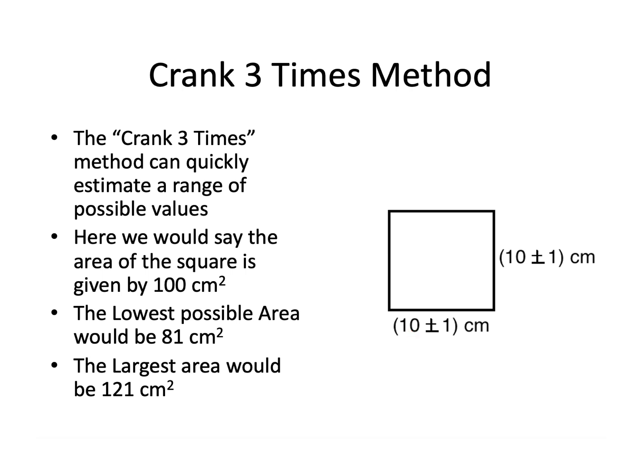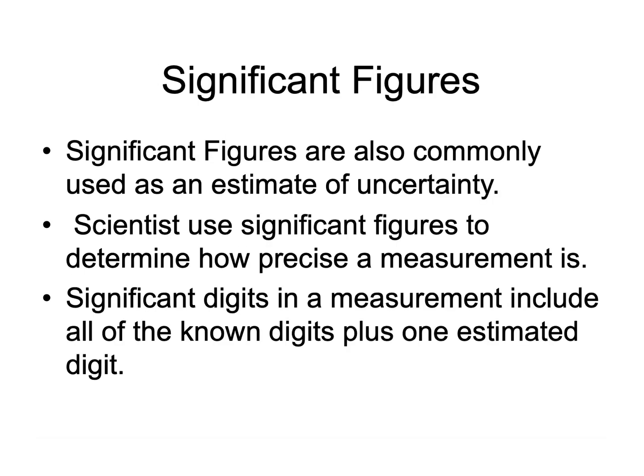And so that gives you the upper bound and the lower bound, and that lets you come up with your area. And you would say your area is 100 centimeters squared, plus or minus the range between 81 and 121. And that's a perfectly good way of estimating your uncertainties. And it can be a useful trick if you need to do that. But there's also another way that we can estimate our uncertainties, and we can propagate our uncertainties naturally, and that's using what are called significant figures.